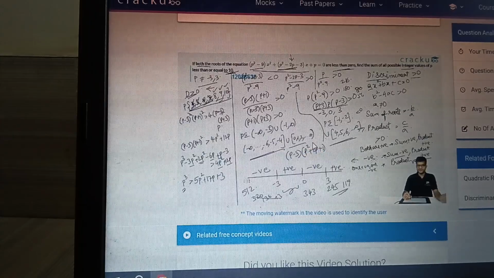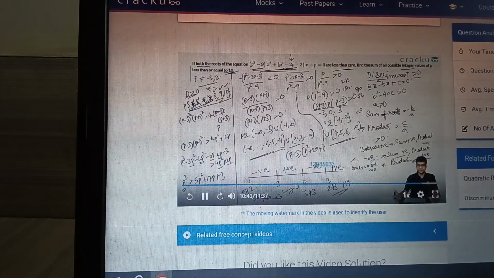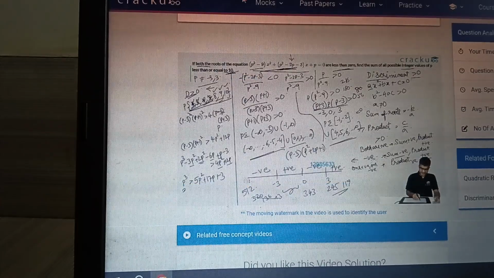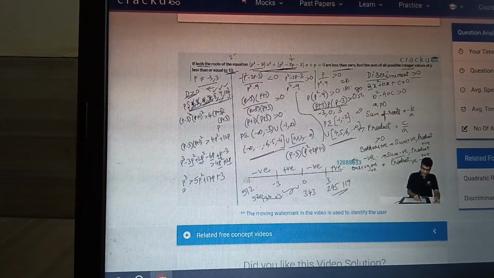So the sum of all the values of p for which this cubic inequality is satisfied, or this quadratic equation will have two roots which are both negative, is 8 plus 9 plus 10, which is equal to 27.